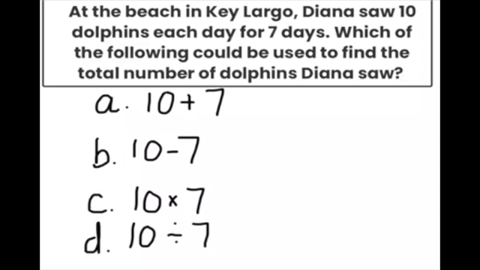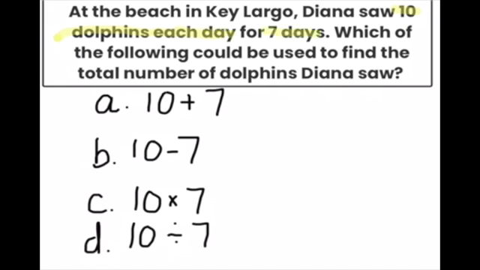Okay, so for this problem, at the beach in Key Largo, Diana saw 10 dolphins each day for 7 days. Which of the following could be used to find the total number of dolphins Diana saw? So right away, just like what we normally do, we should highlight or underline the most important information, the information I know that I can use to figure out the answer. So Diana saw 10 dolphins each day for 7 days.